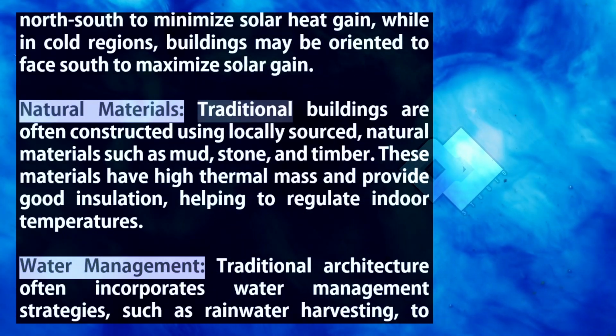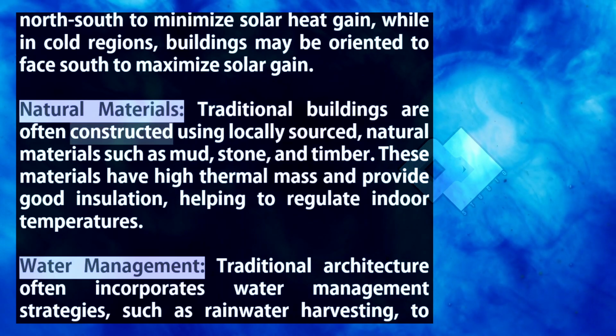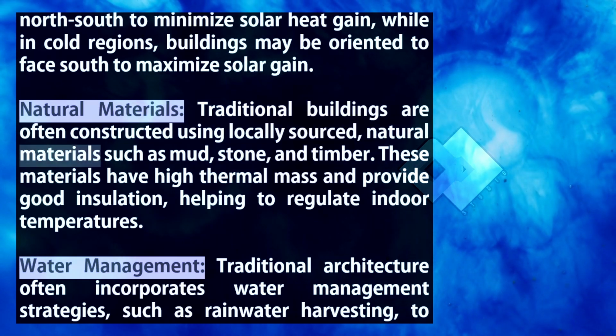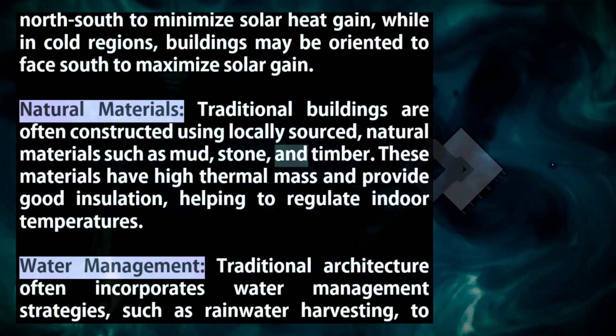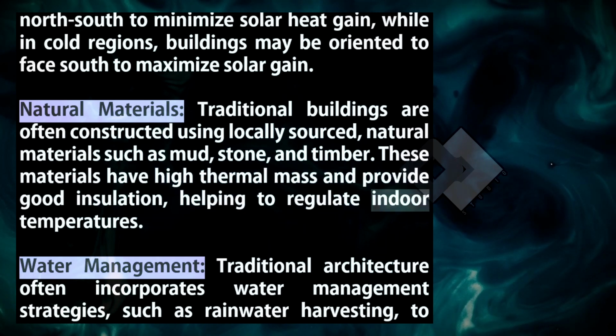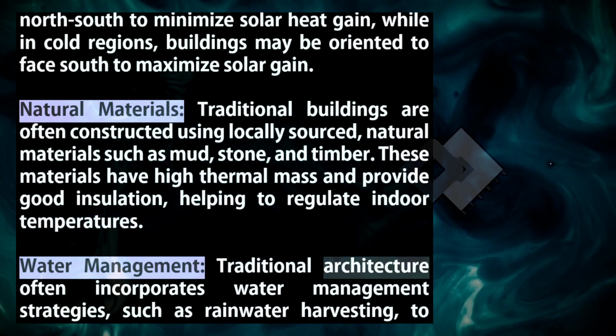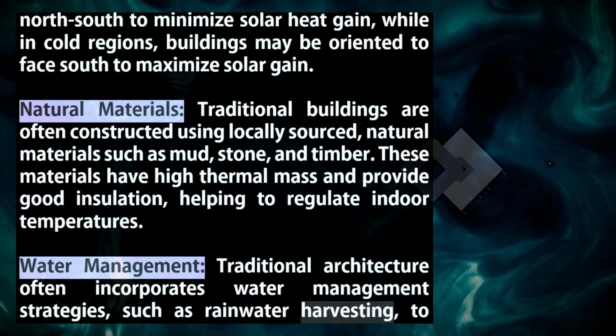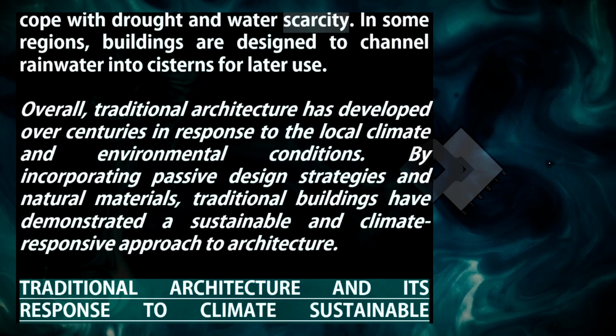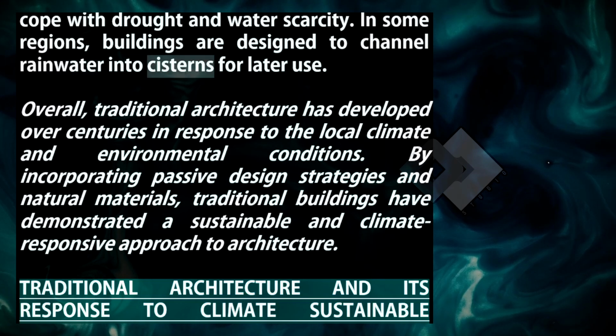Natural materials. Traditional buildings are often constructed using locally sourced, natural materials such as mud, stone, and timber. These materials have high thermal mass and provide good insulation, helping to regulate indoor temperatures. Water management. Traditional architecture often incorporates water management strategies, such as rainwater harvesting, to cope with drought and water scarcity. In some regions, buildings are designed to channel rainwater into cisterns for later use.